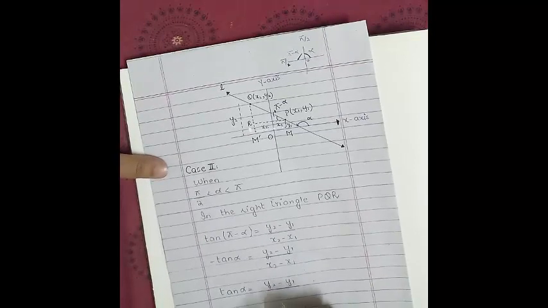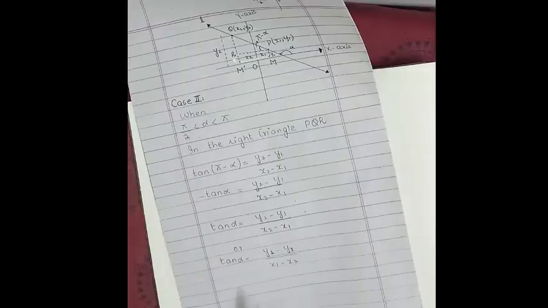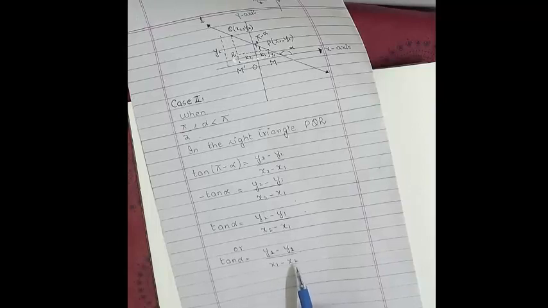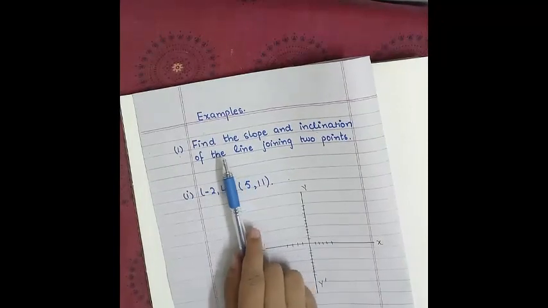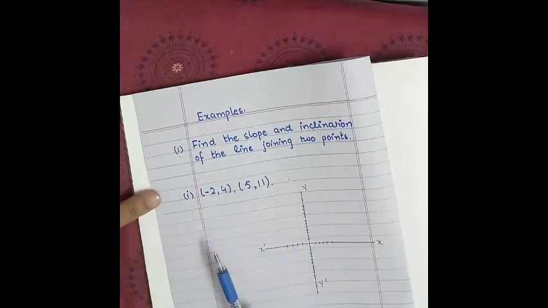y2 minus y1 divided by x2 minus x1. Or we can say tan alpha is equal to y1 minus y2 divided by x1 minus x2. So we checked that in both cases the answer is the same. So we inferred that the value of slope m is the same irrespective of the quadrant in which the angle alpha lies. So the first example is to find the slope and inclination of the line joining 2 points.